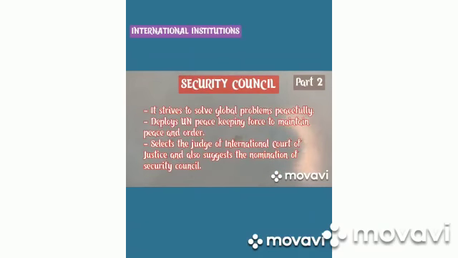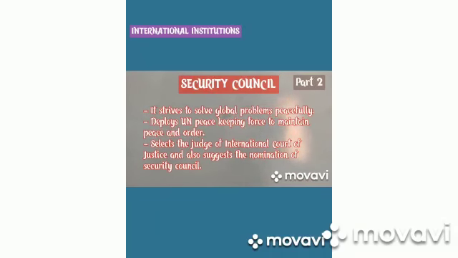The Security Council also strives to solve global problems peacefully. It also deploys the UN peacekeeping force to maintain peace and order. Suppose they find that there is a problem in any country or between 2 countries, at that time they deploy the UN peacekeeping force so that peace and order will be maintained in such areas. The Security Council also selects the judges of the International Court of Justice and also suggests the nomination of the Secretary General. That's all about the Security Council.